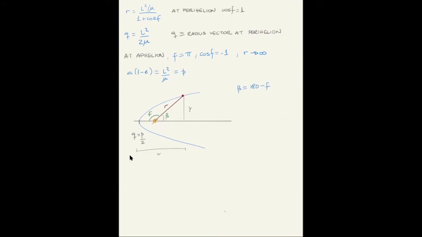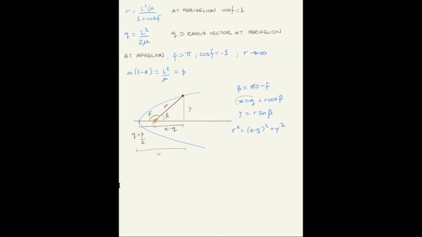So we can write that this distance is a distance q. So the position x of the planet is q plus r cosine beta. y is equal to r sine beta. And because this length here now is x minus q, then by Pythagoras' theorem, r squared is equal to x minus q squared plus y squared.